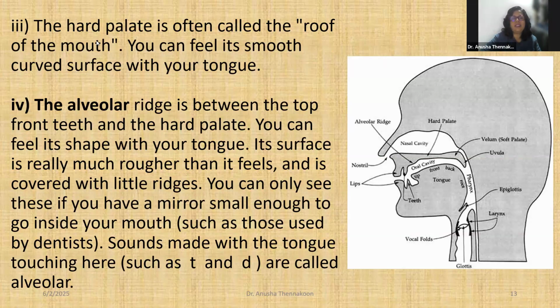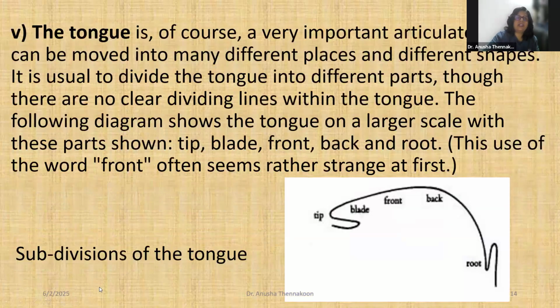You can only see this if you have a mirror small enough to go inside your mouth. There is a particular mirror that dentists use. If you have that, you can see it. Sounds made with the tongue touching here are called alveolar sounds. T, d. When you say t, d, your tongue touches the alveolar ridge. That is next.